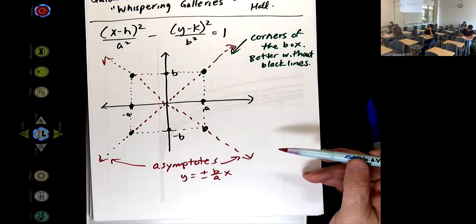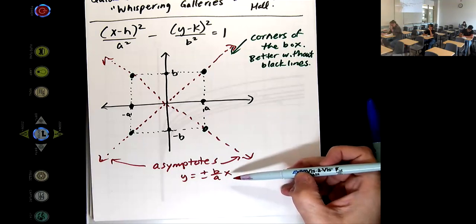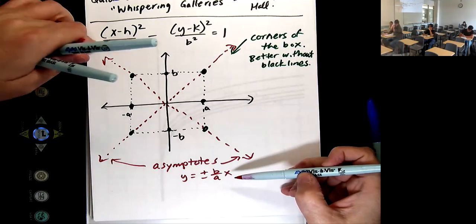And I hope the book doesn't switch the b's and the a's for the x's and y's. I always keep the b with the y and the a with the x. So this will always be the asymptotes, no matter which hyperbola we're doing.